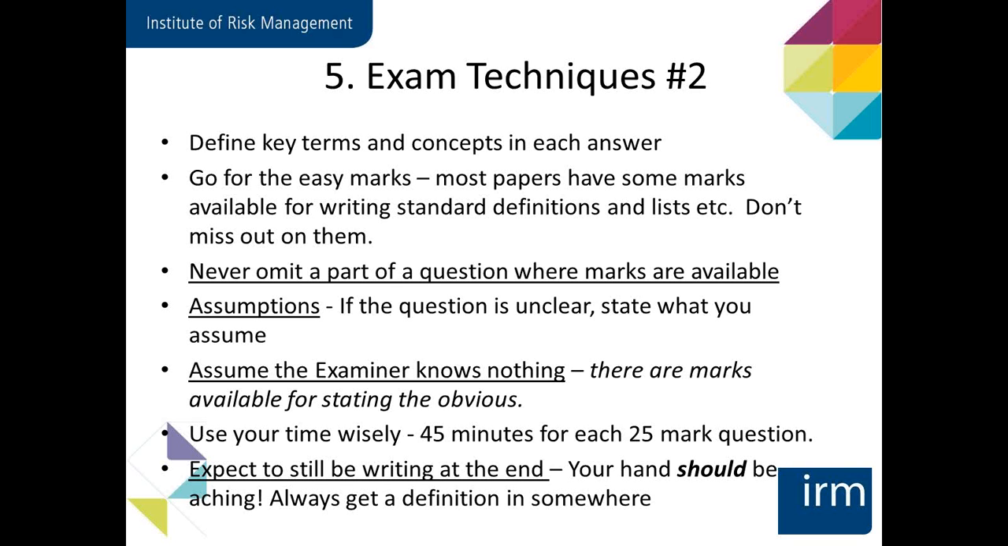Assumptions. If a question is unclear, state what you assume and why you assume it. Assume that the examiner knows nothing. I'll give you an example of this. If you're asked to implement some new controls, don't forget to take into account those controls that already exist. Use your time wisely. Give yourself 45 minutes for each 25-mark question, particularly if you've gone over on question 1, and it's very easy to go over on question 1, don't. Stop at 45 minutes.